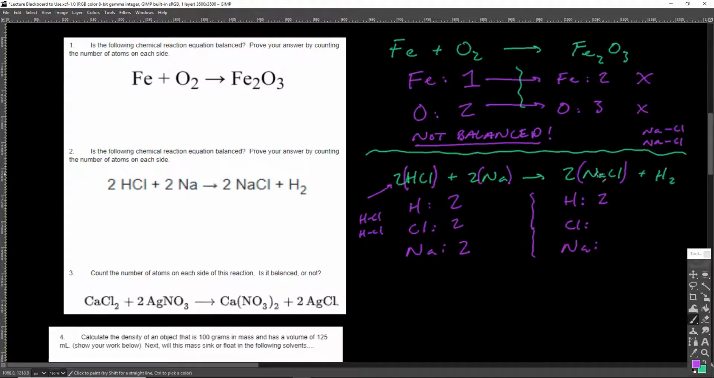For you chemists out there, this is an ionic bond, not a covalent bond, but trust me, most people aren't even going to care. All you need to know is that there are two chlorines on this side and there are two sodiums on this side because the coefficient right there says there are two molecules and there's two sodiums right there and two chlorines. So this guy is balanced.